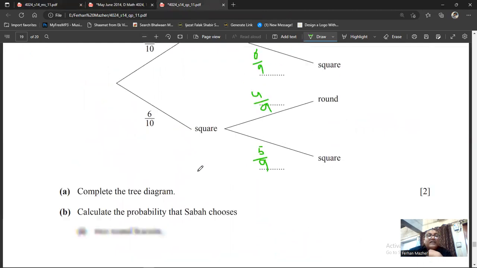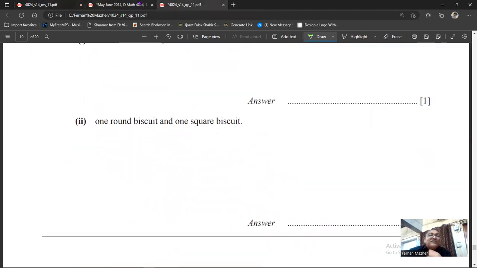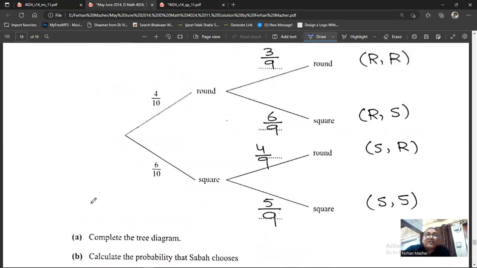Then the question is 1 round biscuit and 1 square biscuit. So that can be the probability of round, square plus the probability of square, round. That will be round, square, round, square.